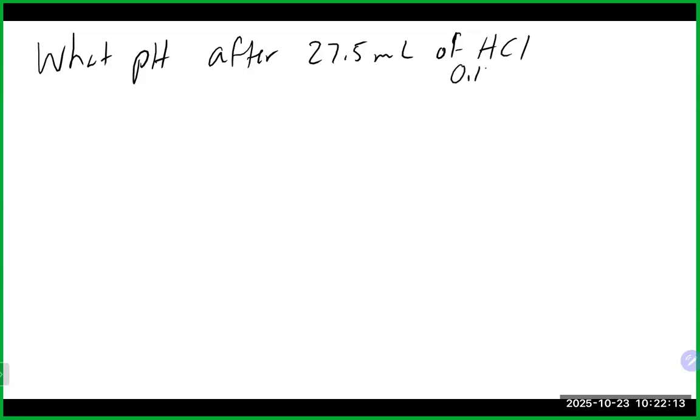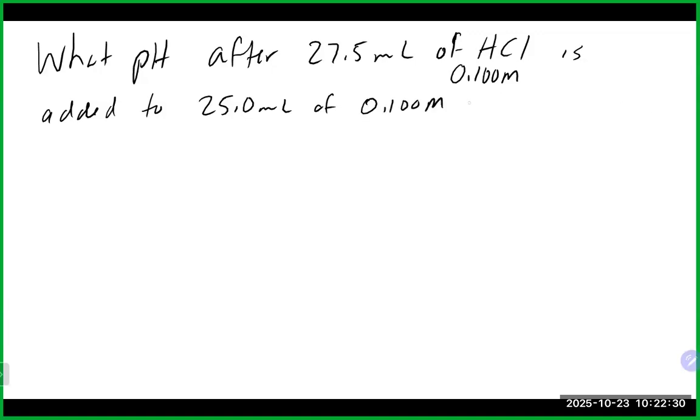Actually, 0.1 molar, that'd probably be helpful. 0.1 molar HCl is added to 25 milliliters of 0.1 molar NH3.